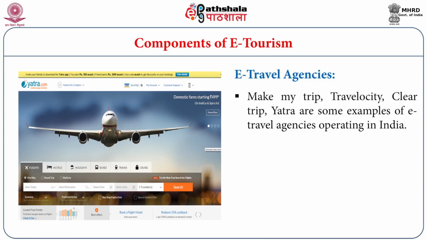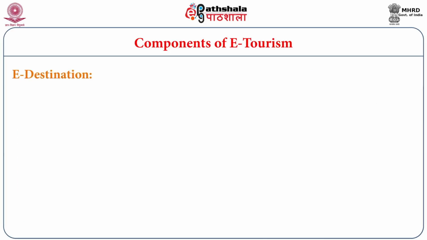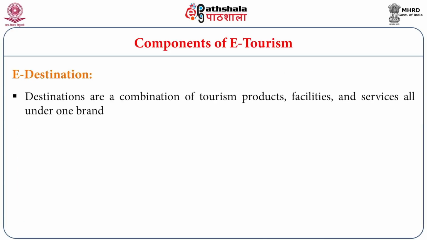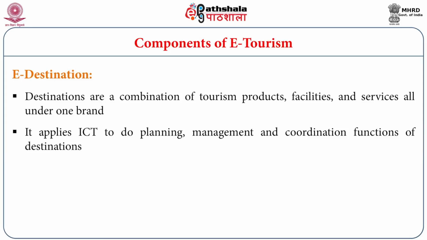This is a screenshot of yatra.com, which is very popular in India. E-destination. Destinations are a combination of tourism products, facilities and services all under one brand. So this is the major differentiator. All these come under one brand name. ICT is applied to do planning, management and coordination functions of destinations. That's when we call it as e-destination.